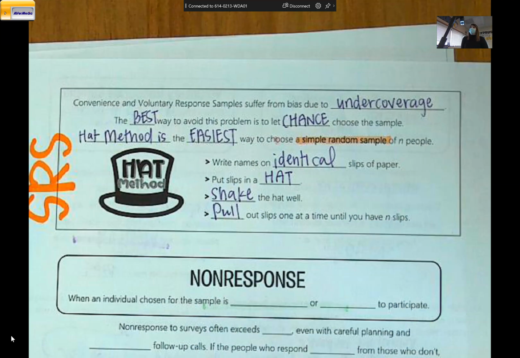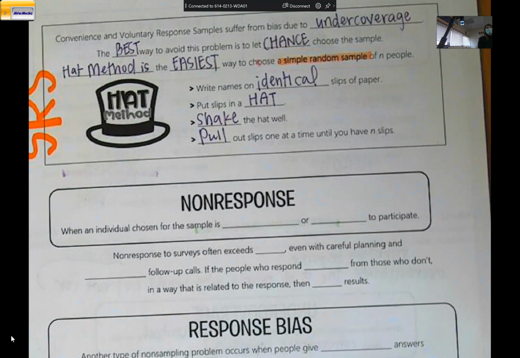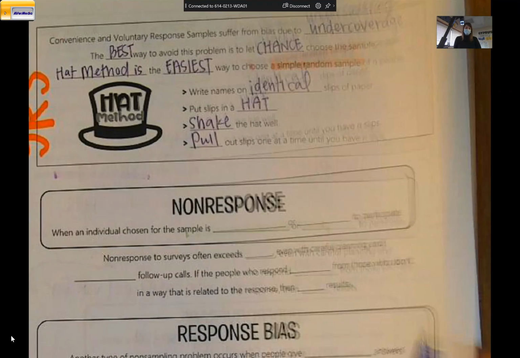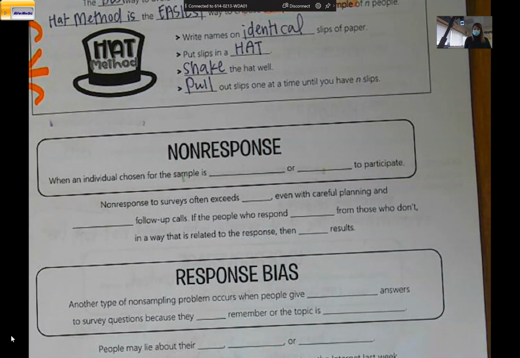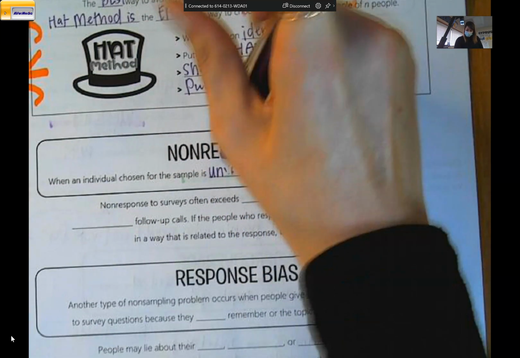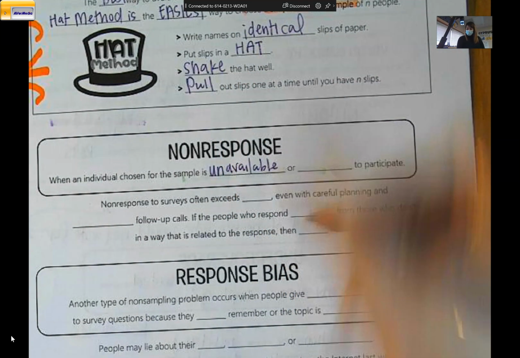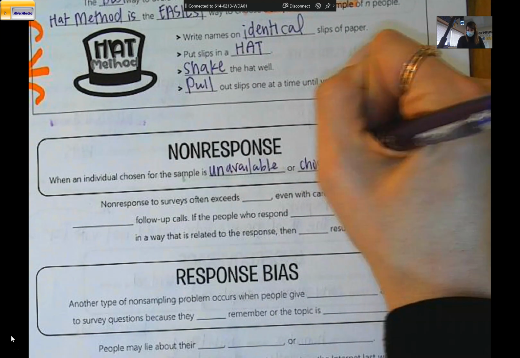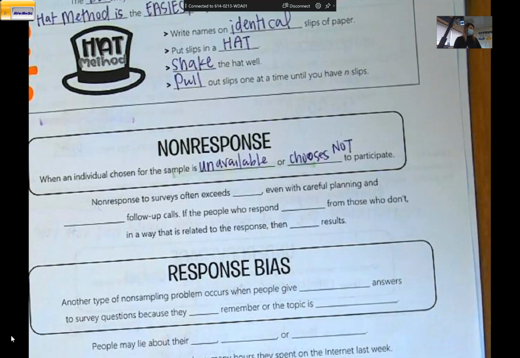Okay, so even if you sample well, because taking a simple random sample is the easiest way to get a good sample, some issues can occur. The first one is called non-response. It occurs when an individual chosen for the sample is unavailable, or chooses not to participate.